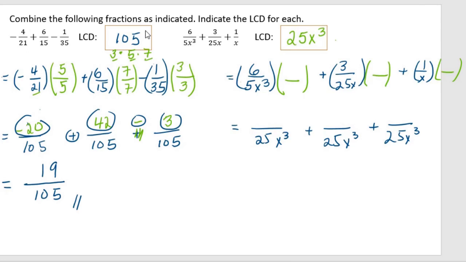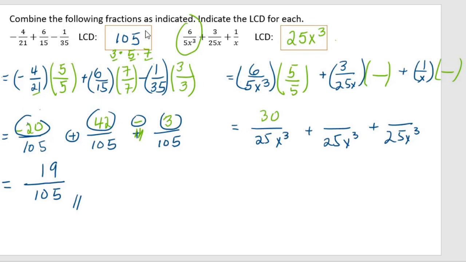So how do I get from 5x cubed to 25x cubed? Well, I'm just missing the 5. I need to multiply top and bottom by 5. So I find 30 over 25x cubed is the equivalent fraction to 6 over 5x cubed. And you should be able to go backwards and do that, right? 30 and 25 are both divisible by 5, and that gives us 6 over 5.